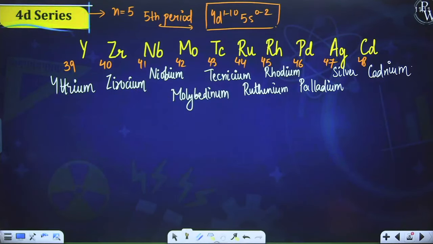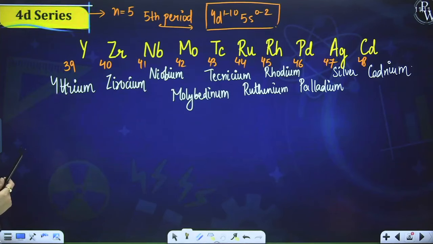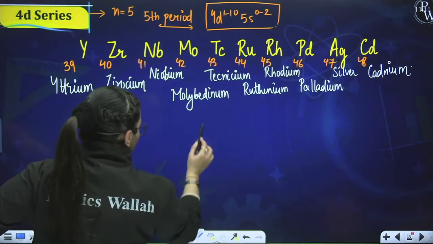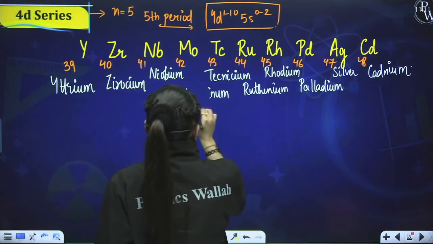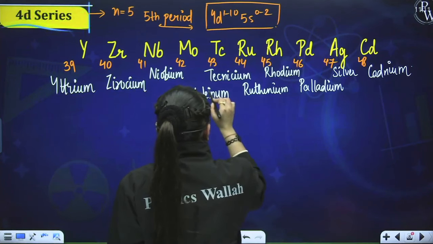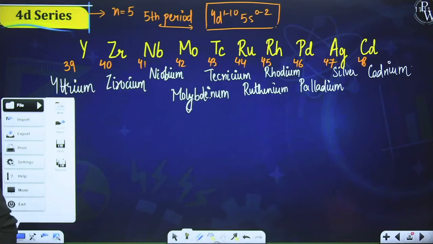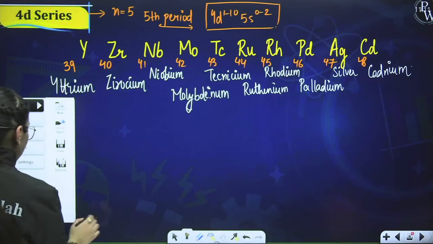I'll see if there is any spelling mistake in any of these. Yttrium, zirconium, niobium. In molybdenum, the E will not come over here, it's directly BD. So, shall we proceed further? I guess all of you have written this.